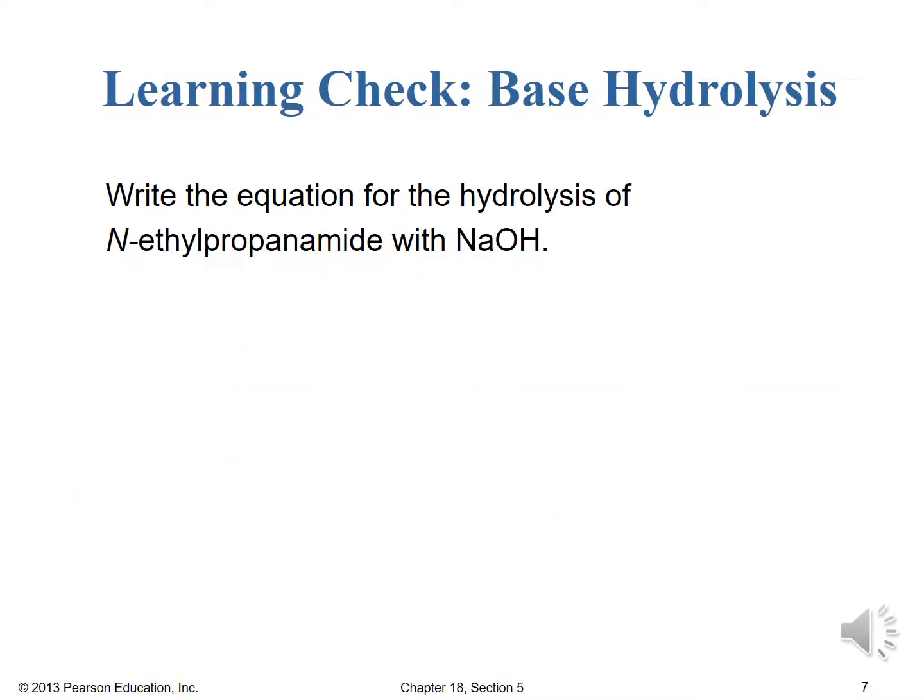Okay, so let's stop here and see how well you're doing with at least base hydrolysis. In this learning check, you're asked to write the equation for the hydrolysis of N-ethylpropanamide with sodium hydroxide. So go ahead, pause the video here while you write that chemical equation out, and start us back up when you're ready to check your work. Good luck.